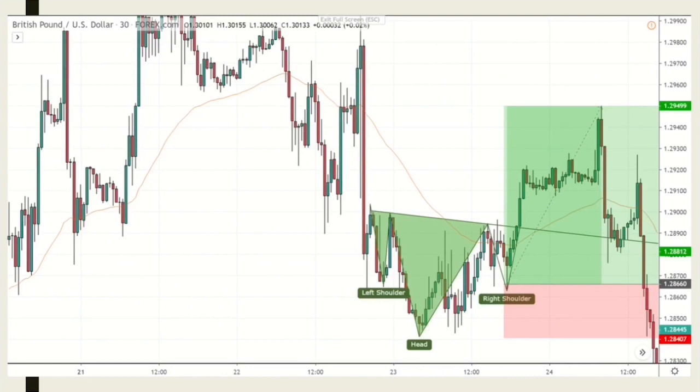And in terms of the inverse head and shoulders, this is your left shoulder, like I showed you, your neckline here, your head, neckline here.